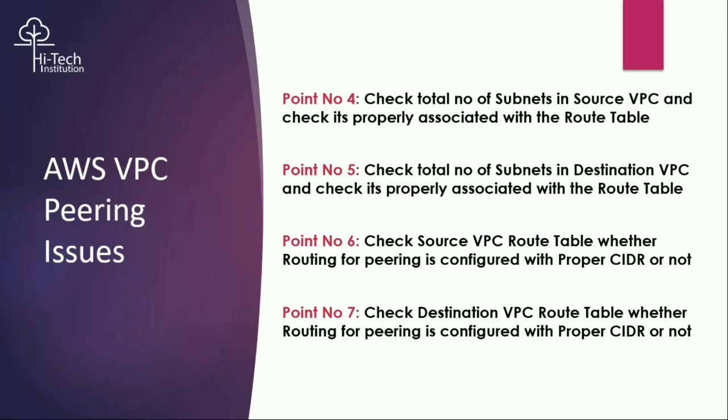This is what I'm trying to say, guys. In point number 7, when I checked the destination VPC routing table CIDR, they were not properly given initially. Due to that reason, I was not able to use the peering connection. Even though the peering was established, the connectivity between instance number 1 and instance number 2 was not established. After fixing that issue, it has been resolved.